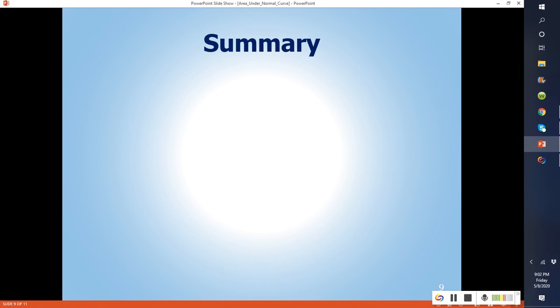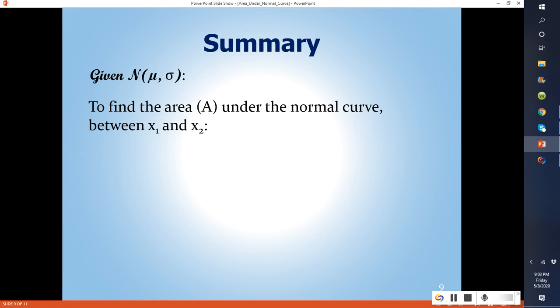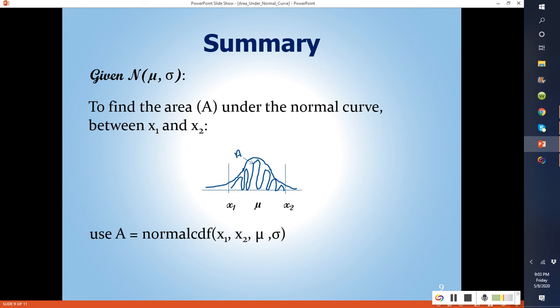Okay, so we're done. All we need to do now is summarize. If you're given a normal distribution with mu and sigma, and you're asked to find the area under the curve, let's suppose that area is A, between x1 and x2, you first draw a picture, and then secondly, you would use normal CDF, and normal CDF requires the x1 and the x2. It also requires the mu and the sigma.